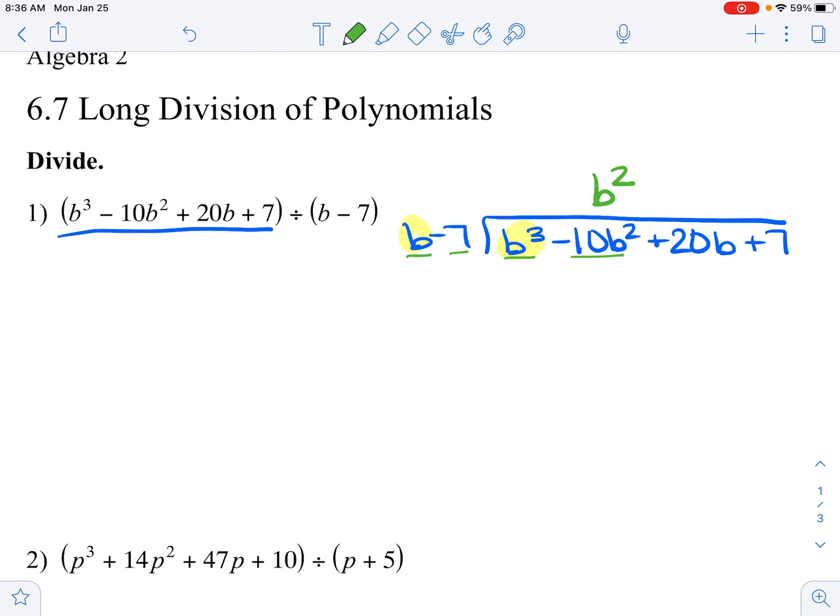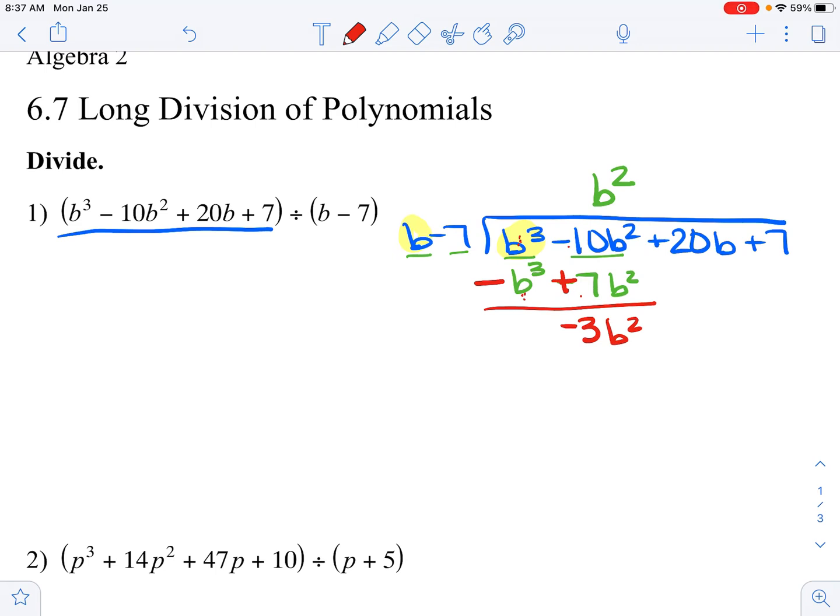I'm going to then multiply b squared times negative 7. So it's going to be negative 7b squared. And then b squared times b, which is going to give me b to the third. Now it is subtract. It is important that when you remember that you're going to subtract, it's going to be opposite, opposite. Okay. And then a negative 10 plus a positive 7 is a negative 3b squared. If your first term doesn't cancel out, you've done something wrong.